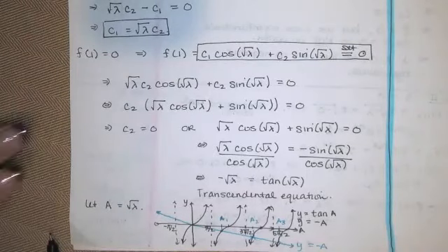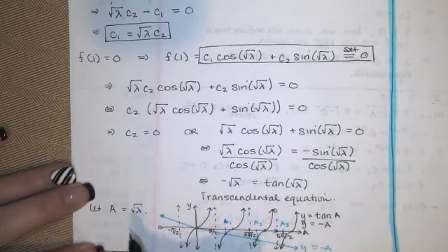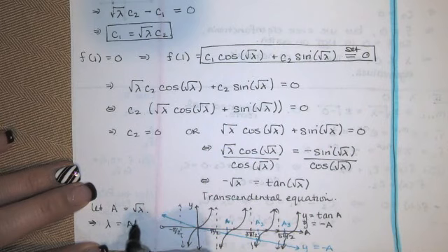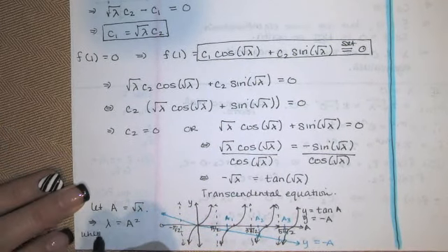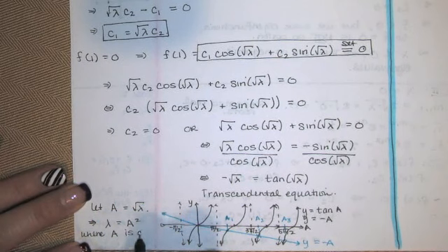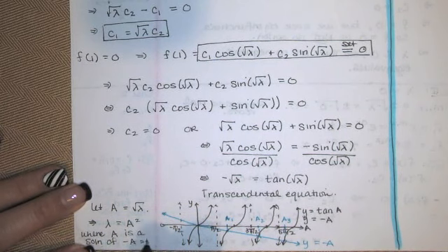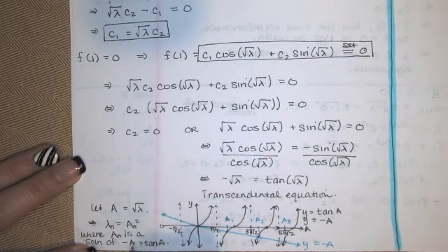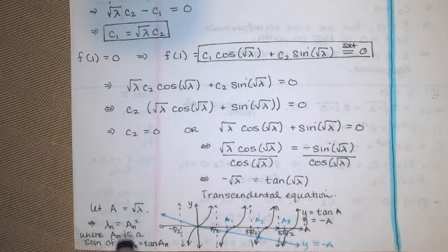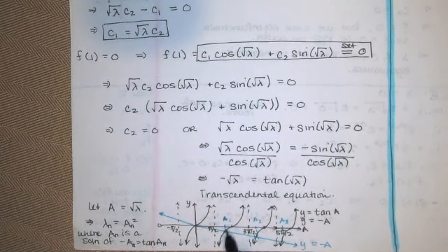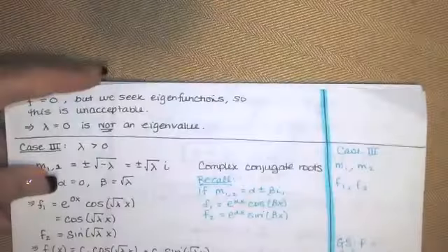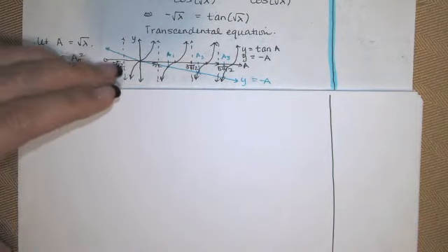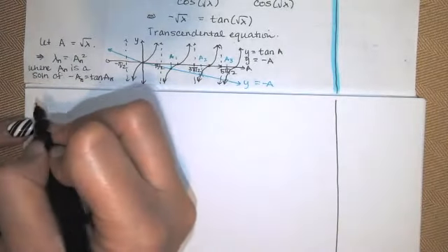Okay, so we can't exactly write down what lambda sub n is, but we can solve this equation for lambda in terms of a. So we'll have lambda equals a squared, where a is a solution of the equation negative a equals tangent of a. And we actually have infinitely many solutions. So we could call those a sub n's and the corresponding values of lambda, lambda sub n. So the lambdas are these a sub n squared, and a sub 1 is here, a sub 2 is there, a sub 3 is there, and so on. Okay, those are our eigenvalues.